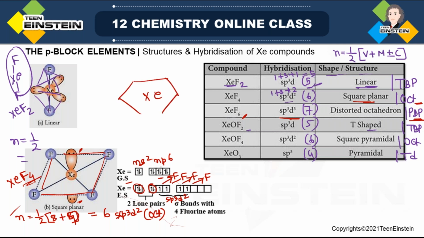Draw a pentagon, and there are a total of 6 fluorine, but in the pentagon maximum you can place 5. So from this theoretical concept, at this position there should be a lone pair. So this is the ideal structure that we are getting by following the formula that we have done until now. But experimentally it is observed this is not the correct structure. So this is actually an exception.